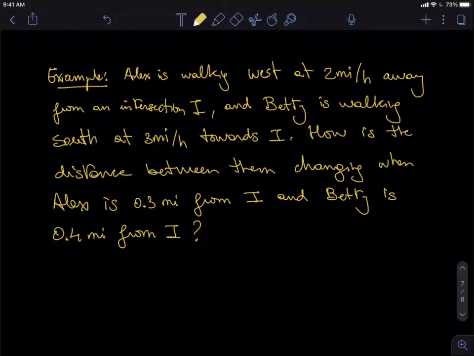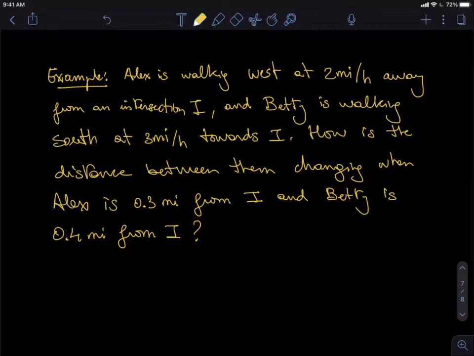One more problem concerning related rates. This one is a bit of a riddle. We have two people, Alex and Betty. Alex is walking west at 2 miles an hour away from an intersection that we call I. And Betty is walking south at 3 miles an hour towards the intersection. Now, if we were looking at them from above, how is the distance between them changing when Alex is 0.3 miles from I and Betty is 0.4 miles from I?